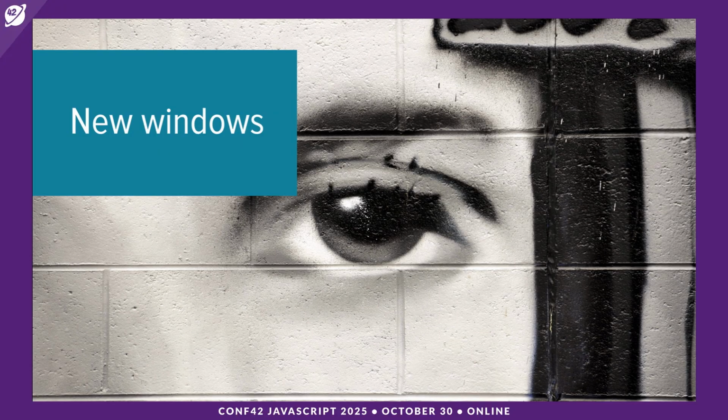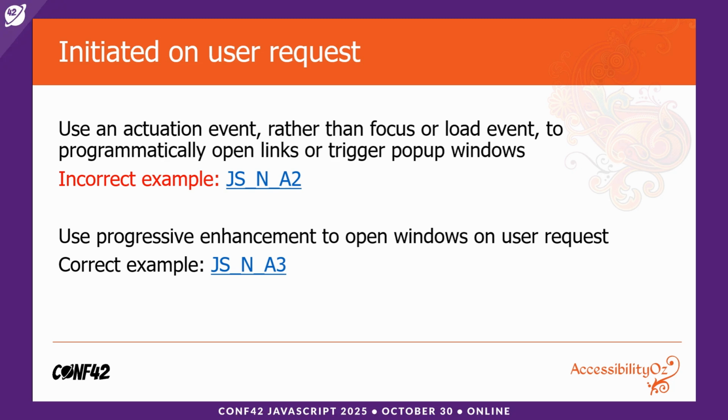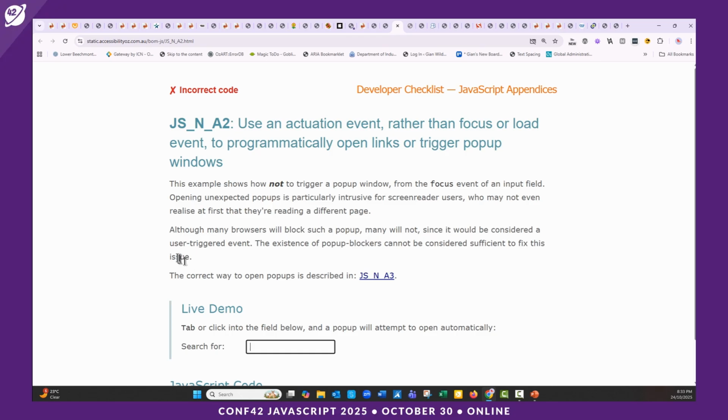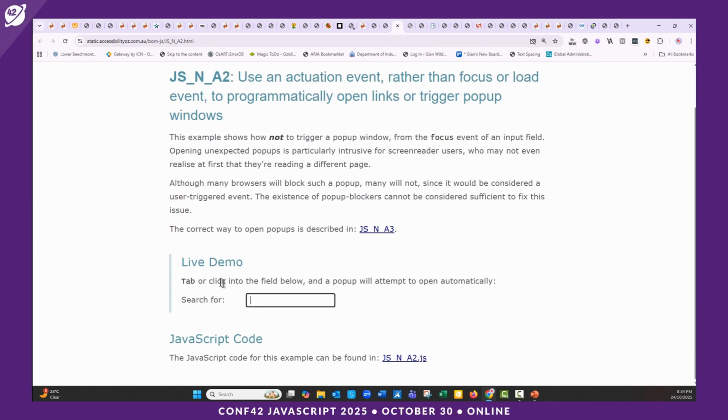So one example of this is opening content in new windows. Make sure you use an actuation event rather than focus or load to programmatically open links or trigger pop-up windows. This is another JavaScript fact sheet. Now, it's not going to actually open a pop-up window because I have them disabled. But basically, if you click on this, you will end up getting a pop-up if you have that kind of stuff enabled on your site.